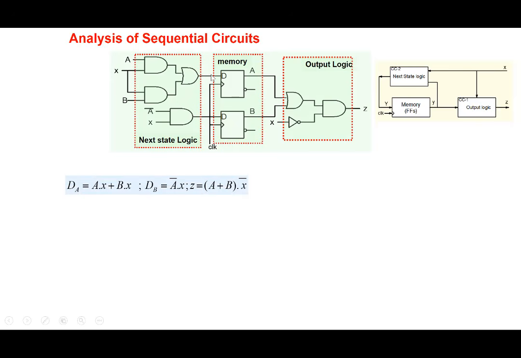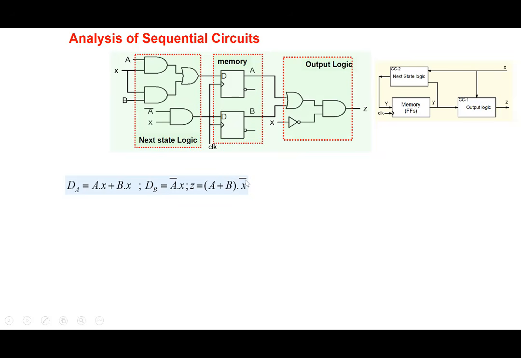To find out how the state of the system changes, we need to look at the inputs to the D flip-flops, because as the clock cycle comes, whatever is at the input of the D flip-flop will go to the output. So we need to find DA. I will not go into the details. It's easy to see that DA is A times X, plus B times X, so DA is AX plus BX. Similarly, DB, the data pin of the other D flip-flop, is equal to A bar X. And the output Z is equal to (A plus B) X bar.